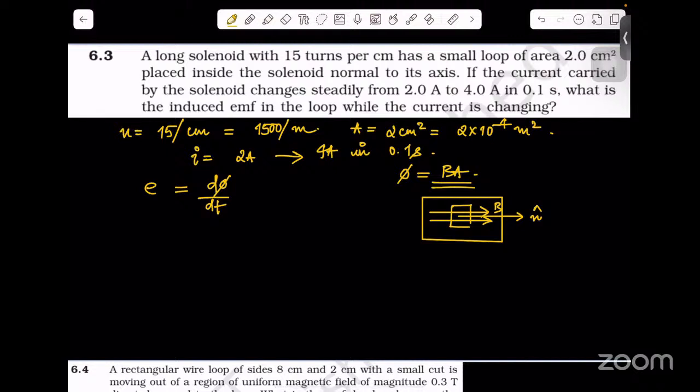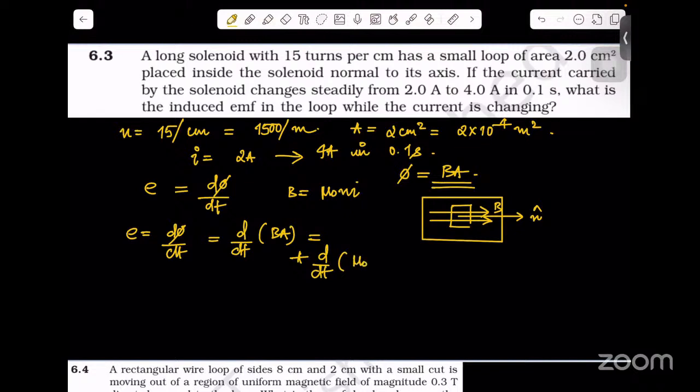So we need to find the magnetic field inside this solenoid, which is B inside a solenoid, equal to mu naught N I. So your induced EMF, which is d phi upon dt, equals d upon dt of B times A. Here A is the constant, which is the area, so we take it out and we do d upon dt of the magnetic field, which is mu naught N upon L, that is the number of turns over the length, into the current.